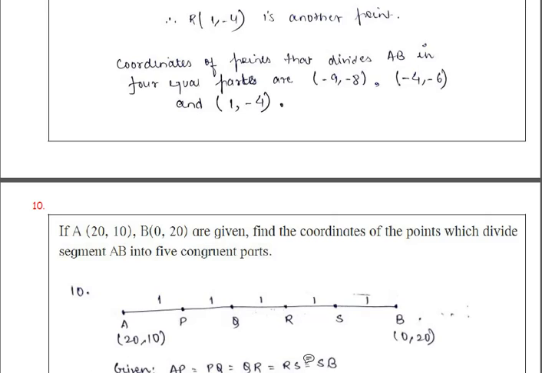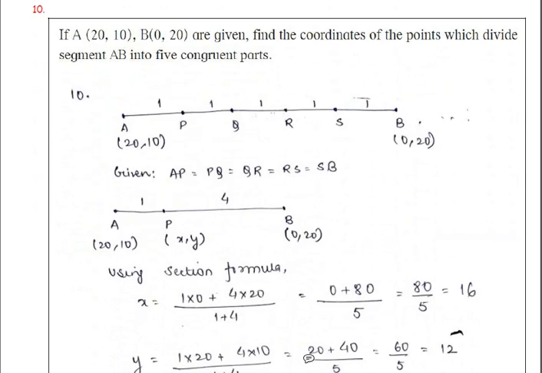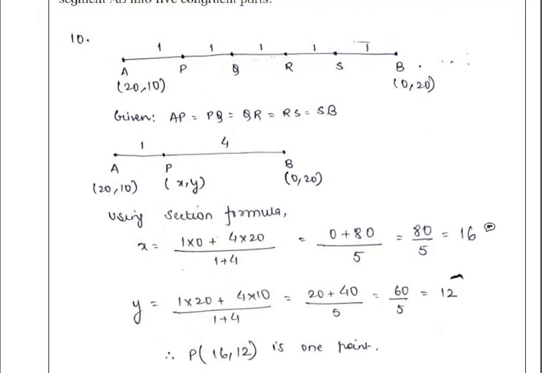Similarly, the question can also be of dividing a line into 5 equal parts. The concept remains exactly the same. You will have 5 parts, so there will be 4 points in between. I name them as P, Q, R, S. आप एक एक करके पॉइंट्स लोगे. जब आप पहला पॉइंट P लोगे, द रेशियो विल बी 1:4, क्योंकि 5 पार्ट्स था, ये फर्स्ट पार्ट है और ये बाकी 4 पार्ट्स है. सो दिस इज 1:4. अप्लाई द सेक्शन फॉर्मूला. x should come out to be 16, y comes out to be 12. You got the first point.